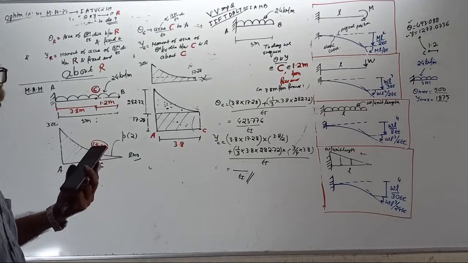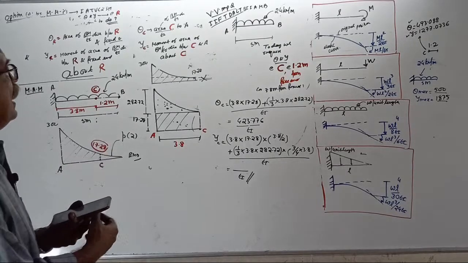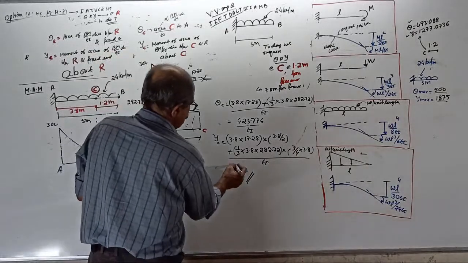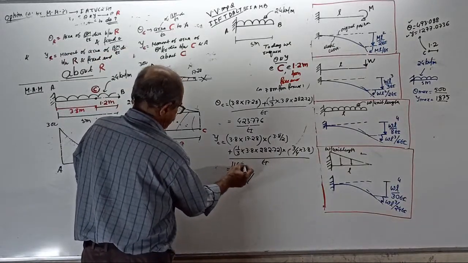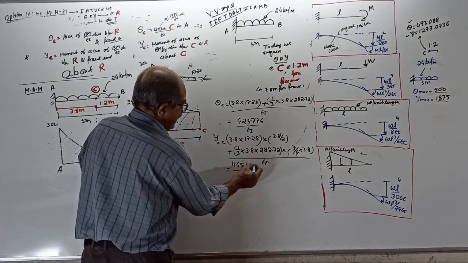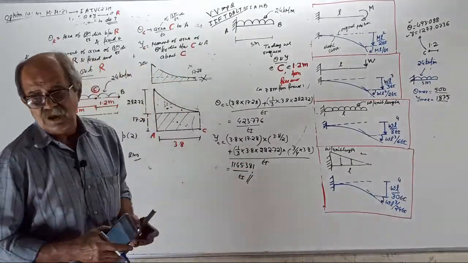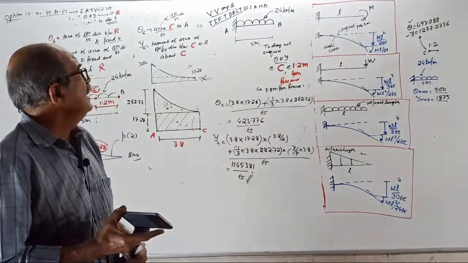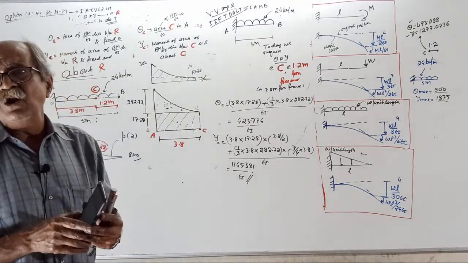3.8 into 7. Don't give wrong answer. Give correct answer. 1145. Don't tell wrong answer. 1145.381 by EI. Over. Now, is the answer perfectly tallying or not?